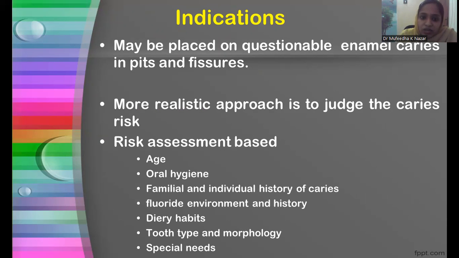Apart from these indications, the more realistic approach is to judge the individual caries risk. Risk assessment can be done based on the age, oral hygiene, familial and individual history of caries, fluoride environment and history, dietary habits, tooth type, and morphology. Based on the caries risk assessment, the patient can be categorized into low, moderate, and high risk. And the pit and fissure sealant can be given to the patients with moderate and high risk of developing caries.